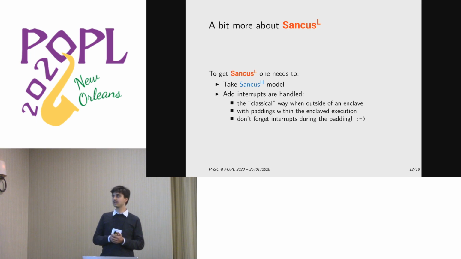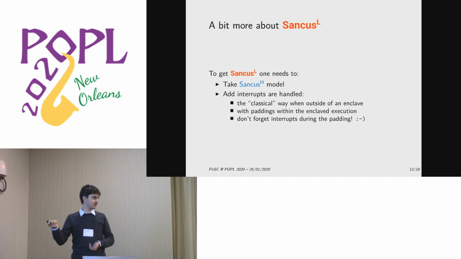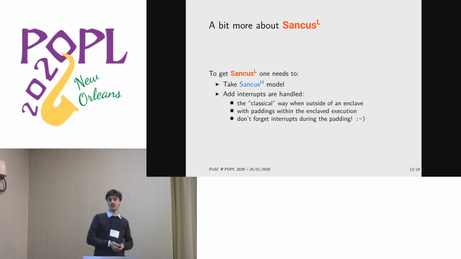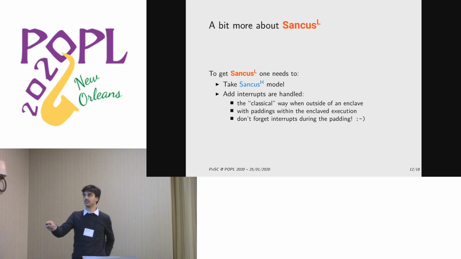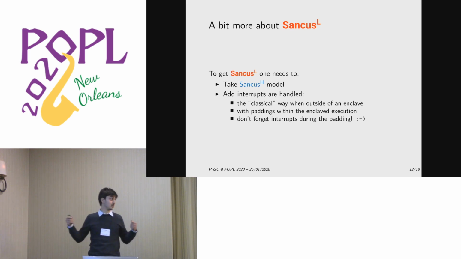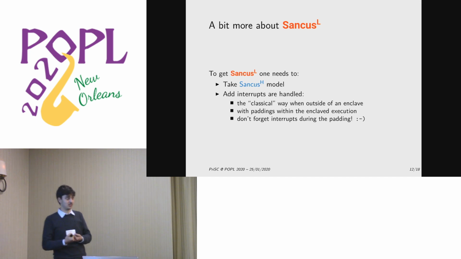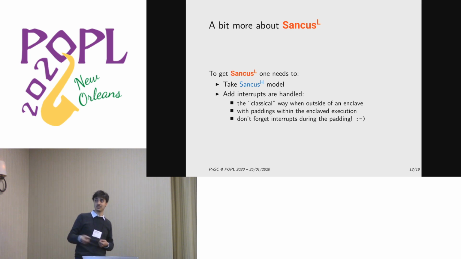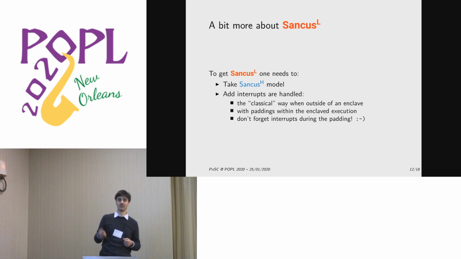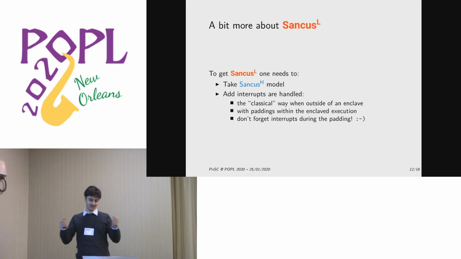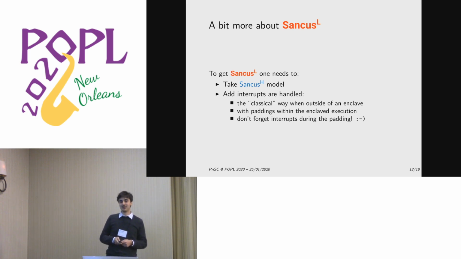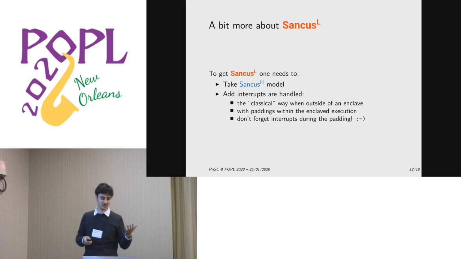Let's see a bit more about Sancus Low. Sancus Low is actually Sancus I, plus interrupts that are handled in the classical way when we are outside an enclave, the way you'd expect, and with paddings within the enclave execution, and with some attention to what happens when an attacker schedules an interrupt during a padding that was in place.